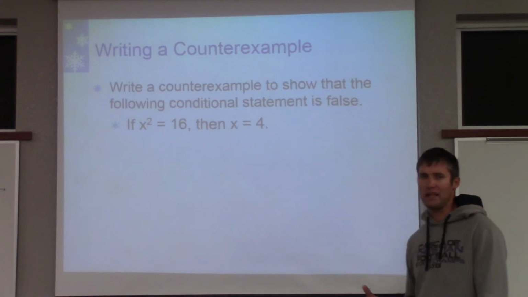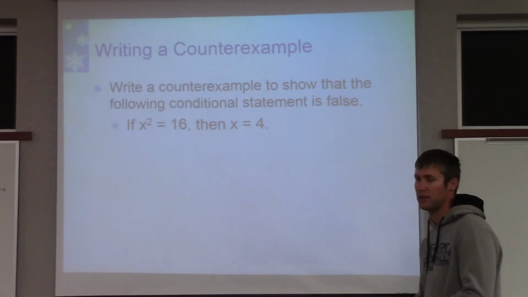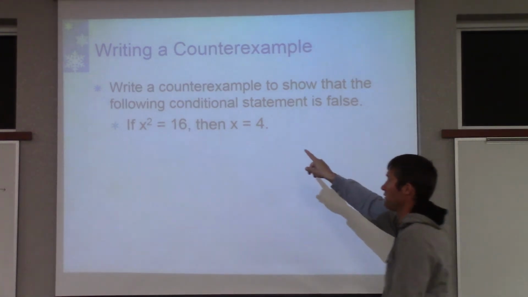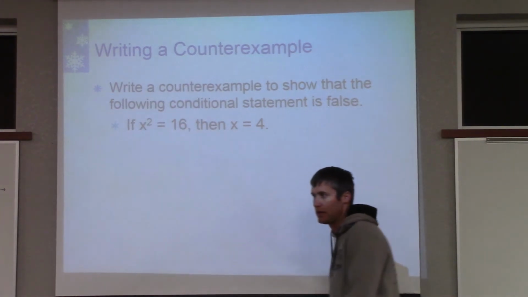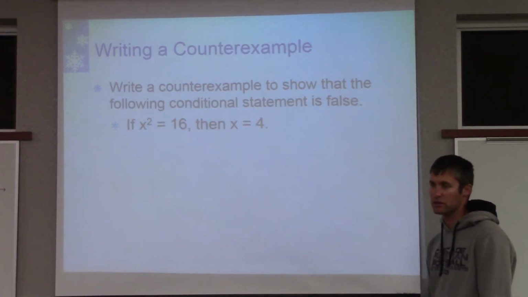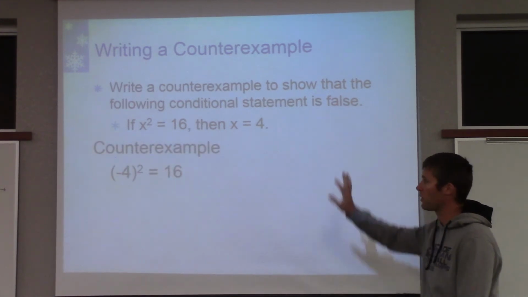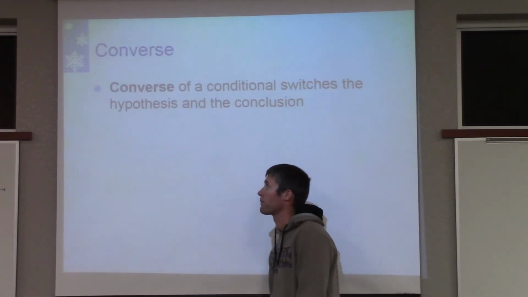Is there anything that we could provide as a counterexample, or is this true all the time? Well, if I plug 4 in, 4 squared, 4 times 4, is 16. That is true. Is there any other number that works? Well, negative 4 would be a counterexample. So this isn't always true. Negative 4 times negative 4 is 16 as well.